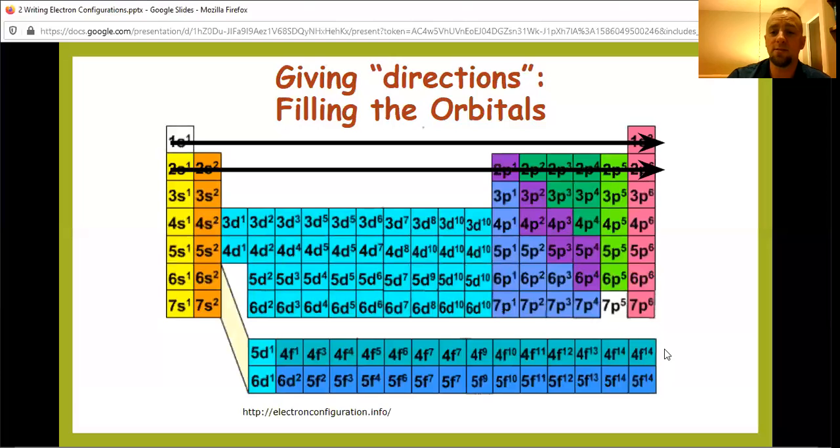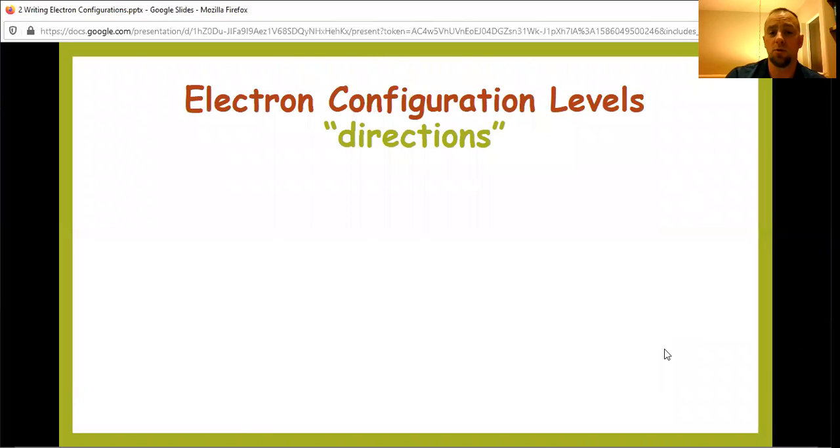Okay, so 1s, and you fill it with electrons. It can hold 2 electrons. 2s2, 2p6, and then our next row, 3s2, 3p6, and so on. Okay, so our directions: 1s, 2s, 2p, 3s, 3p, 4s, and so on. Okay, and we'll get to some of these other orbital shapes as we go.